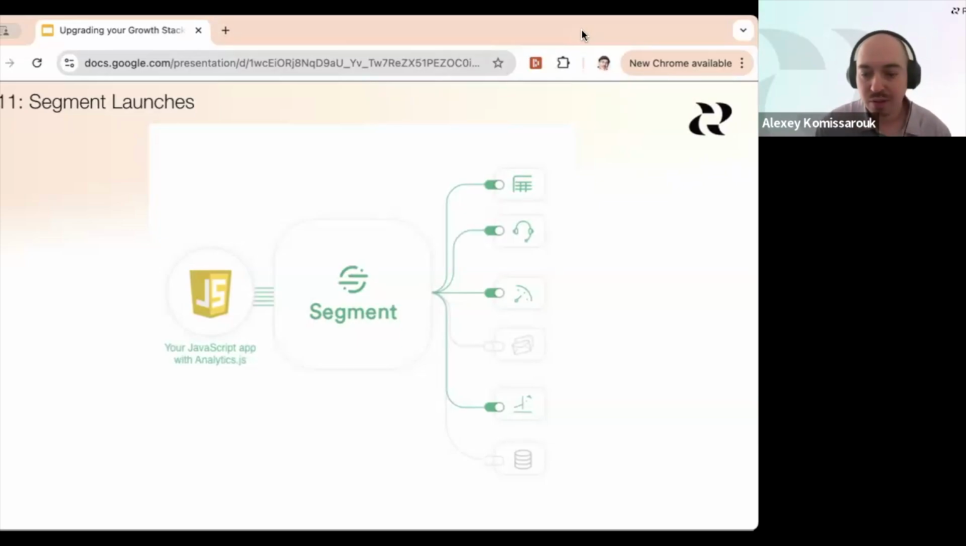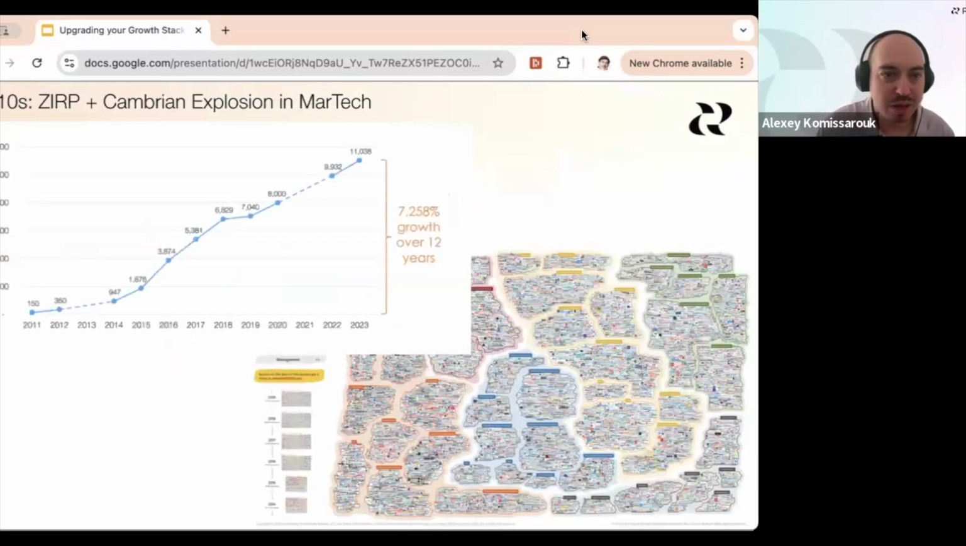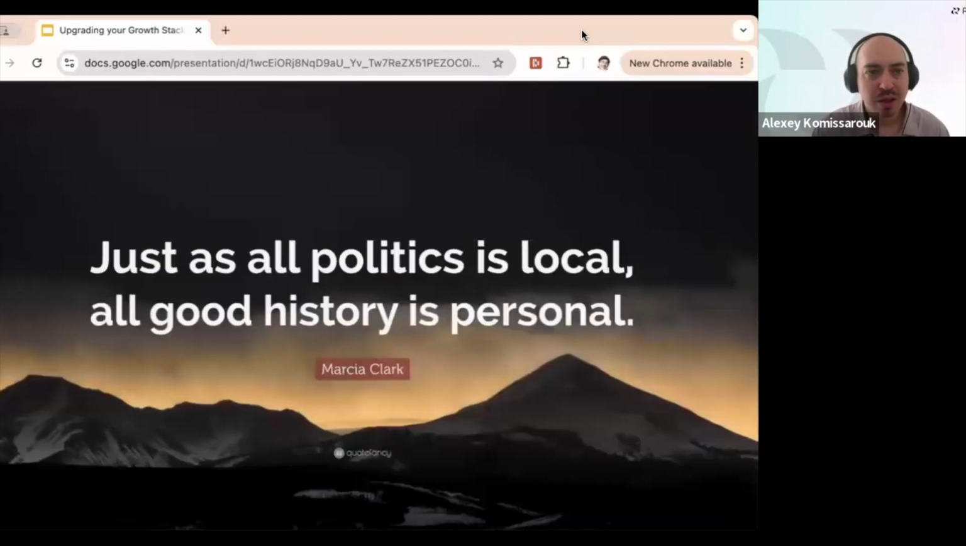And so after Segment, you see this crazy rise in MarTech tools, and the map on the right of all the MarTech tools available today is the map from 2020. So today it's even more than that. It is absolutely impossible these days to know everything that is available, which is sort of the problem, and sort of why a talk like this is useful.